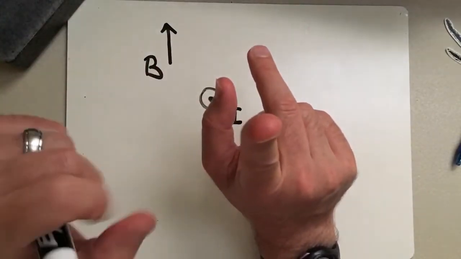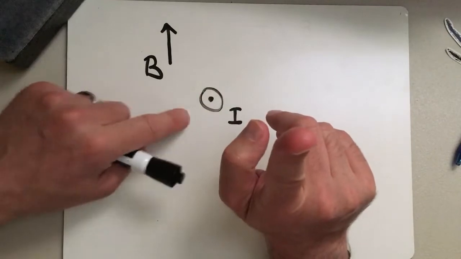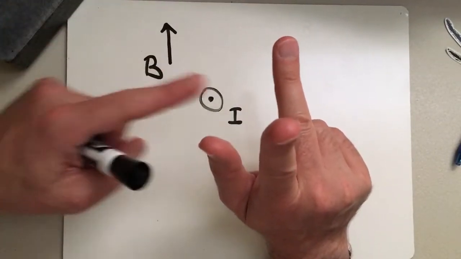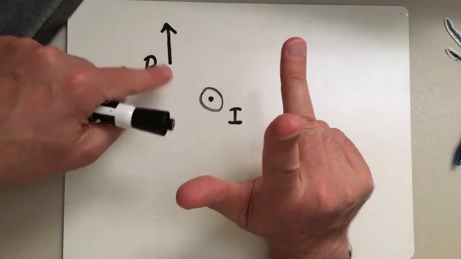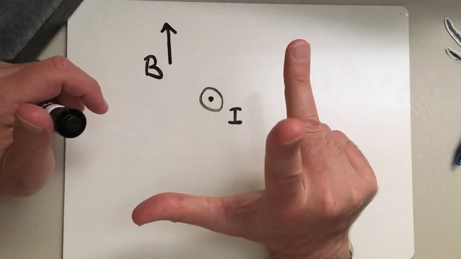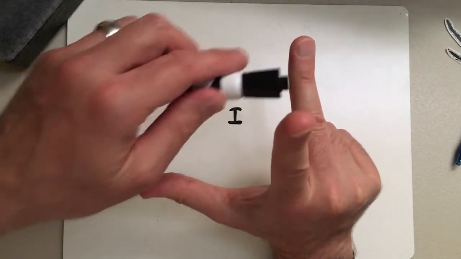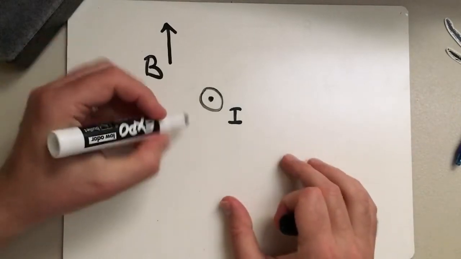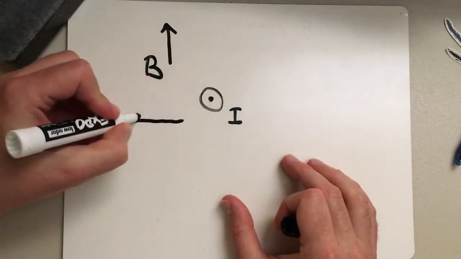The index finger is pointing straight at the camera, which is the direction of the current here. My middle finger is pointing up, so this would be to the top of your screen, same direction as the magnetic field. And then the thumb, stick the thumb straight out. It's going to be perpendicular to both of these, okay? And it's pointing to the left. So that means the magnetic force is to the left.